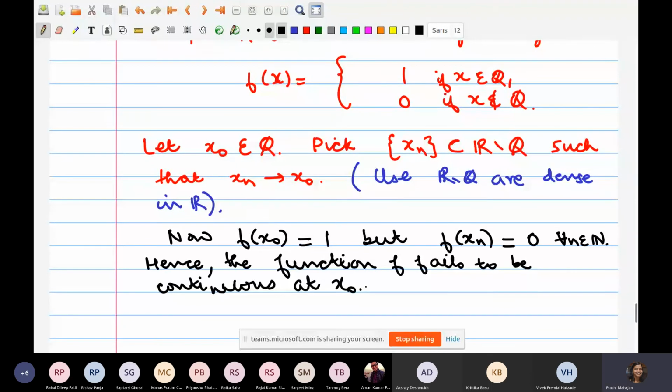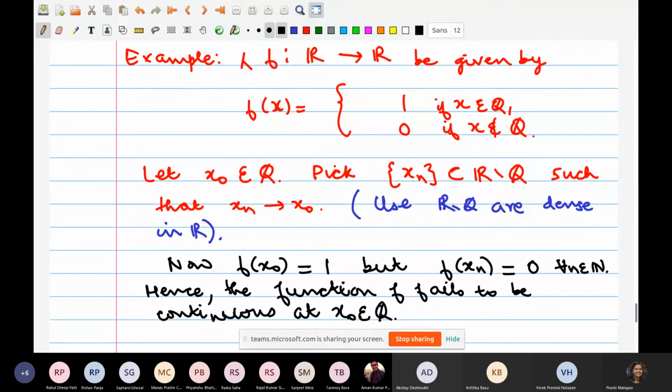Is that okay? And moreover, since x naught was any arbitrary rational number, this says that the function f fails to be continuous at each rational point. Is everybody with me?